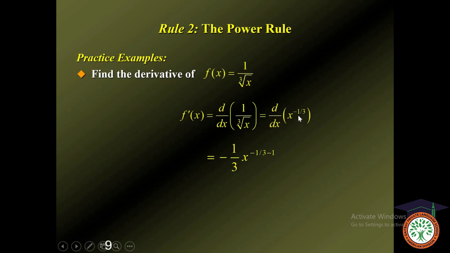Derivative. I'm going to drop the exponent to be a coefficient and then decrease it by 1. Negative 1 over 3 minus 1, which is negative 4 over 3. And the final answer, negative 1 over 3 x to the power 4 over 3. 4 over 3 is down, so it is positive because it was up negative.